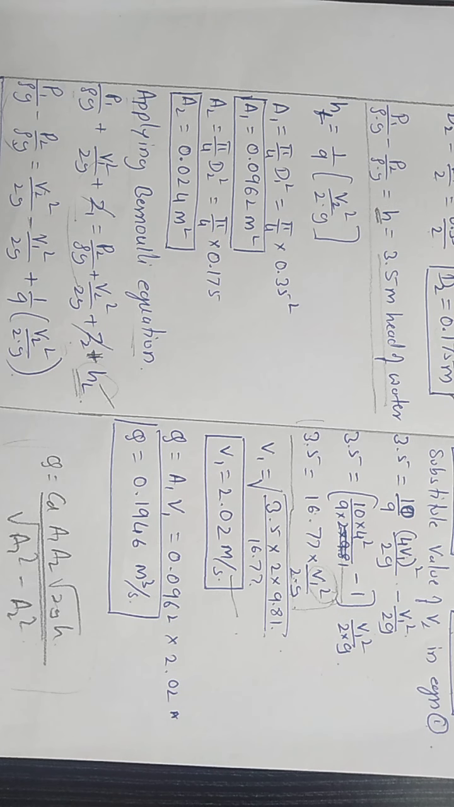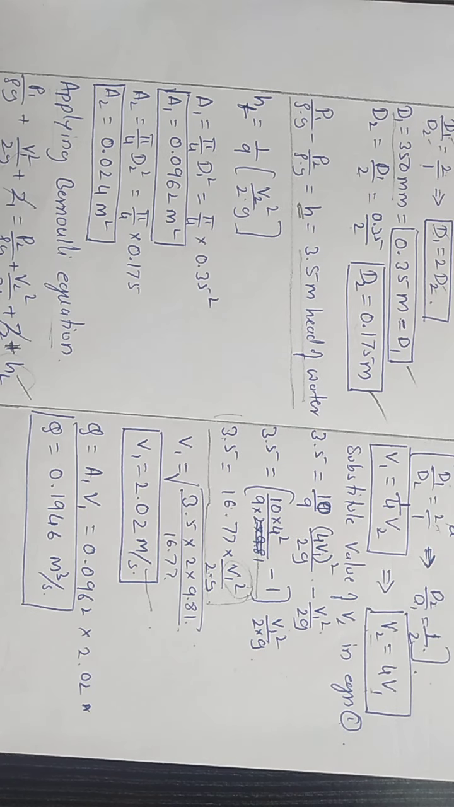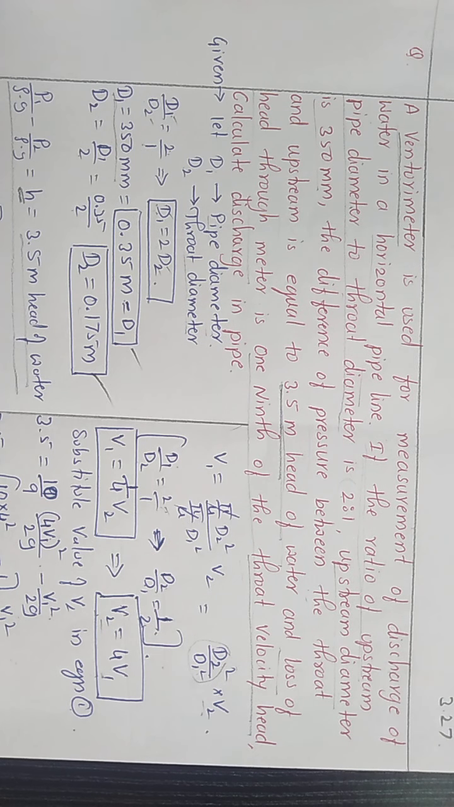So why did I choose this problem on Venturimeter? Because here we cannot directly use the formula of discharge. We have to derive the equation from the beginning, because he has given us the head loss. Whenever some head loss is given in the problem, we cannot directly use the formula. We have to solve it using the derivation from Bernoulli's equation. So this is about Venturimeter.